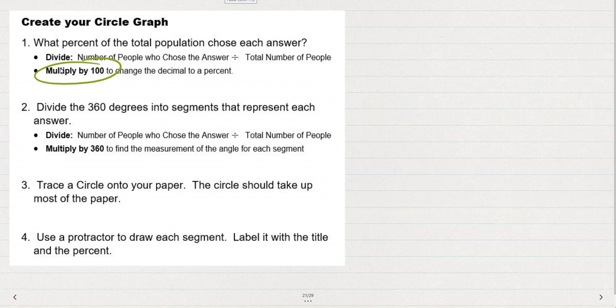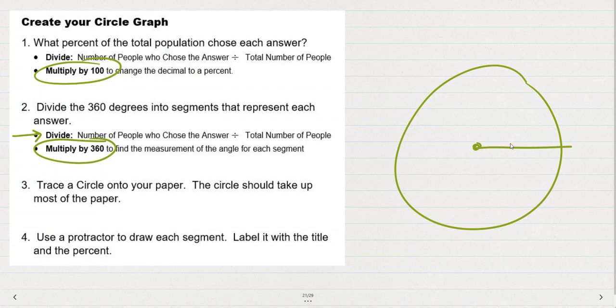represent each answer. Now to do that, I'm going to go back to this first step of the number of people who chose the answer divided by the total number of people. And then I'm going to multiply that answer by 360. That's going to give us the measurement of the angle for each segment, because as you recall, if I went all the way around a circle, that's 360 degrees. So as we find each percent of that 360 degrees, we'll know how many degrees each segment should take up.